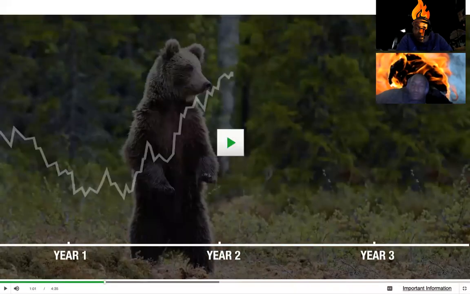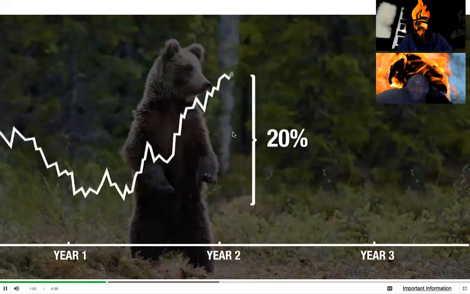Repeat that. From the last year, 20%. Generally changes from bear to bull.